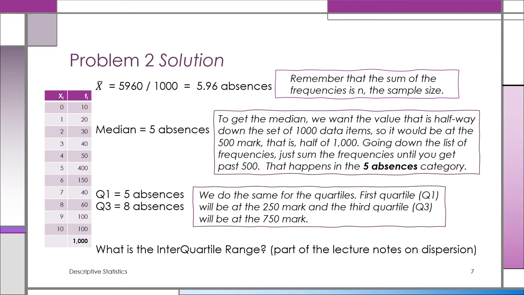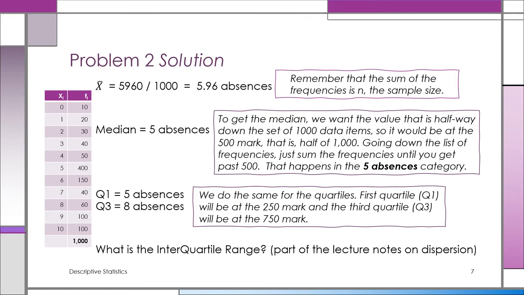You want to get to Q3, do the same thing. A quarter of 1,000 is 250. Go backwards, from the other direction, starting from the bottom, 10. You get 100 and 100 is 200. If you go past the 8s, you'll have 60. So somewhere in those 8s, one of those 8s is going to be Q3. So now you've found that Q1 is 5 absences, Q3 is 8 absences.